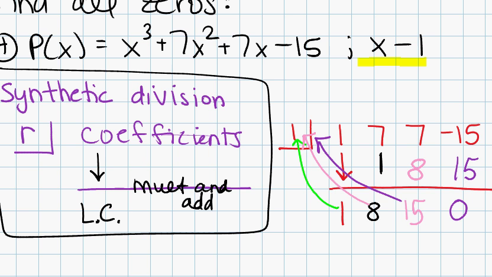0 is the remainder. Just like we claimed it was going to be, there is no remainder. When you take an x cubed and divide it by an x, you lose a power. So x squared is our first term. x is our second term. 15 is just a constant.